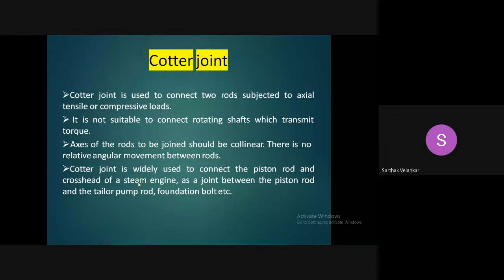Yes, sir. In bicycle, it is used. In pedal. Air pump, sir. Yes. Air pump. Piston rod. Yes. Yes. In the air pump. Yes. Piston rod. Good. Very good.